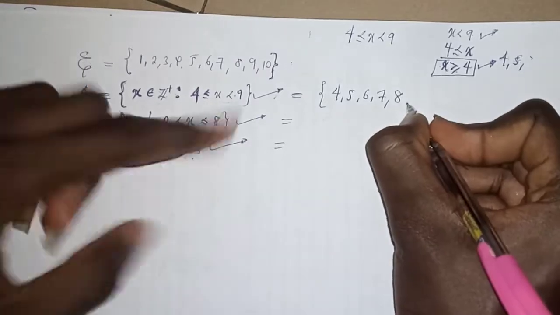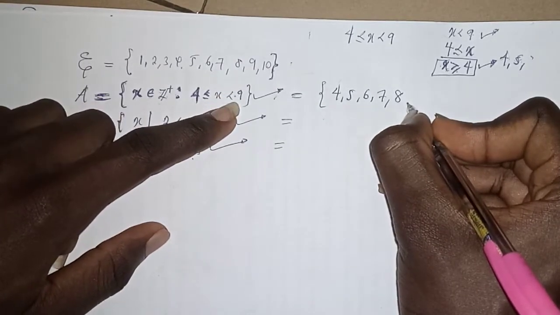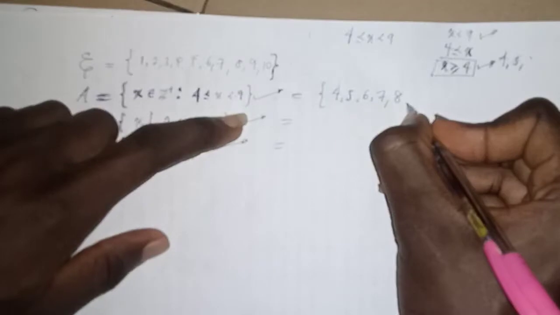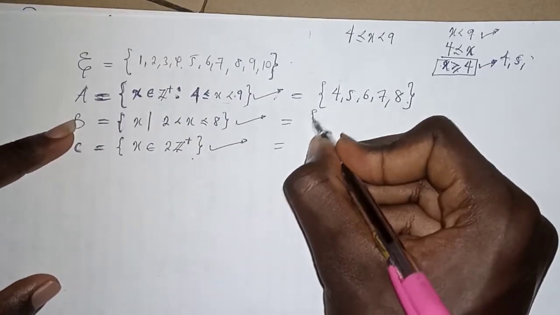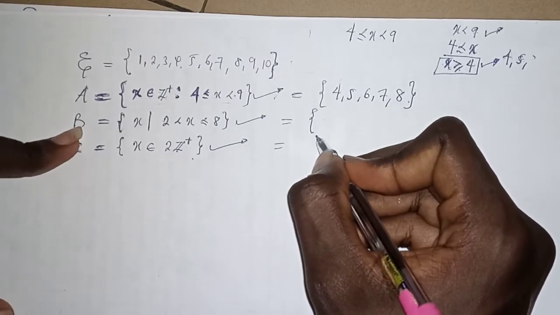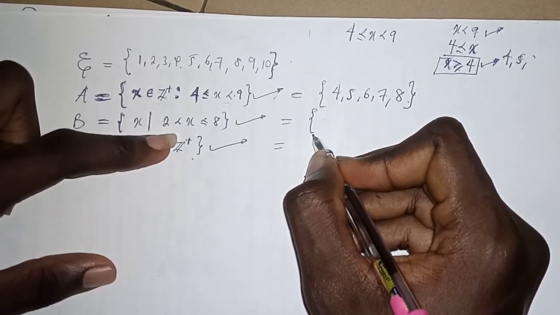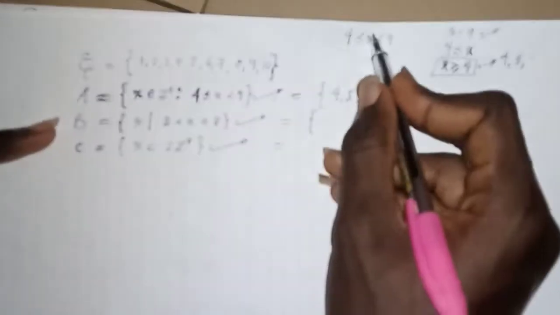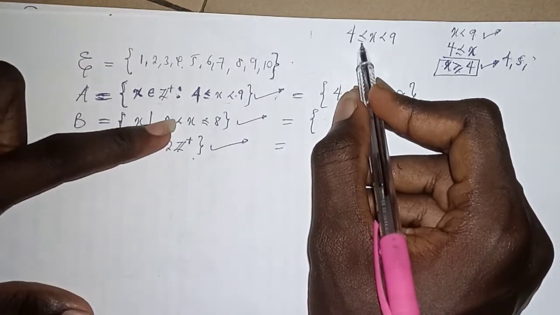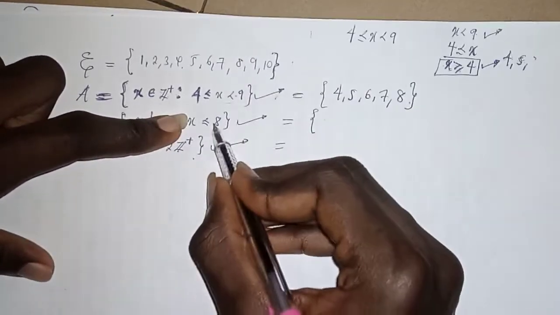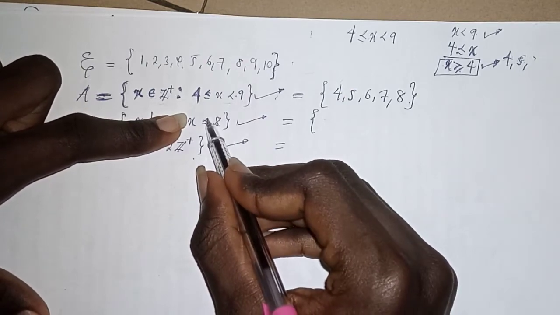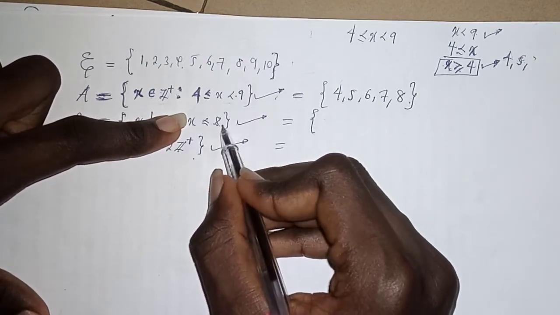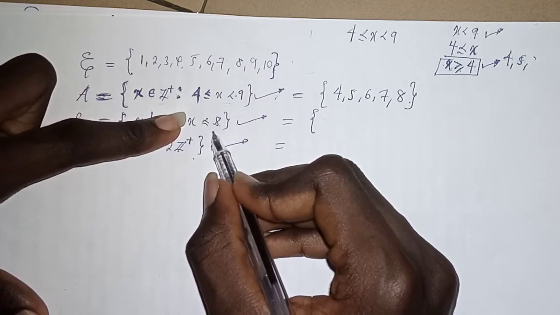Will I put 9? No, because from the range of the set of x, I have it to be less than 9, so I can't include 9. So this is the element for A. So the elements for B, rather, is what? 2 is less than x. So I can do the same thing with what I've done here. Cover this, I have x is less than or equal to 8. That means 8 is included, and also the other numbers less than 8. That is 8, 7, then 6, like that.